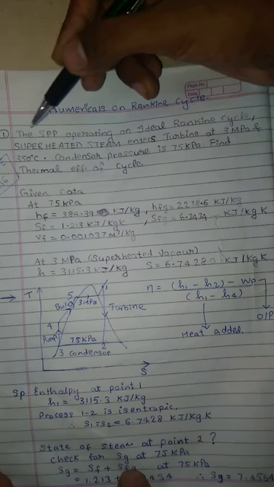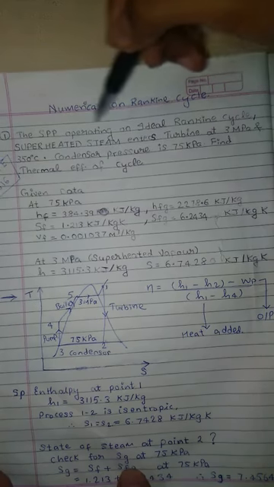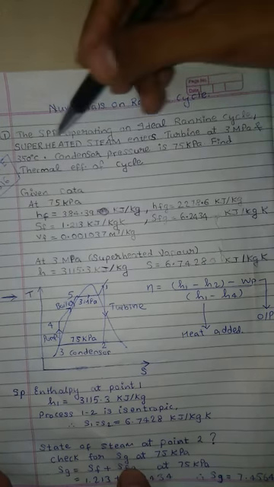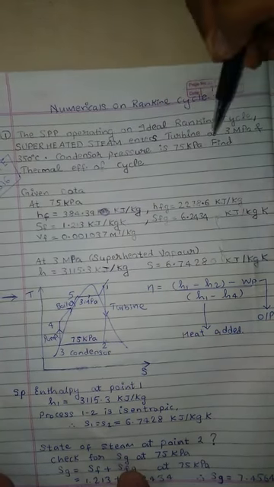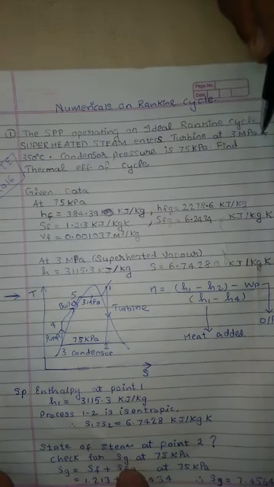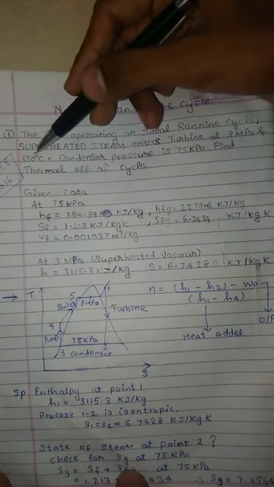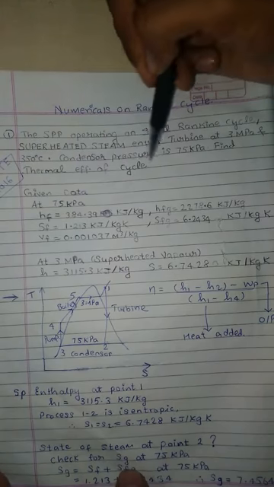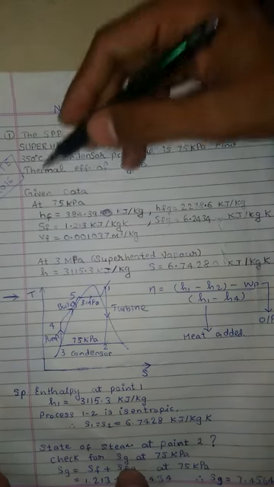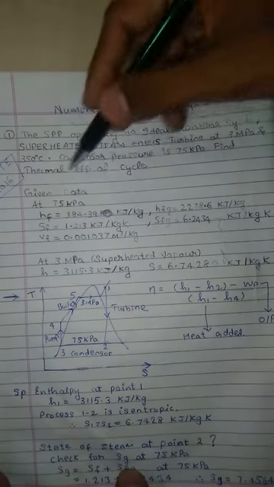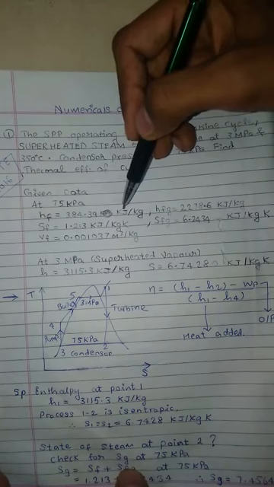First numerical: a steam power plant operating on an ideal Rankine cycle. The superheated steam enters the turbine at 3 megapascal and 350 degrees centigrade. Condenser pressure is 75 kPa. You have to find out the thermal efficiency, and this is the given data. You can take a screenshot of it.